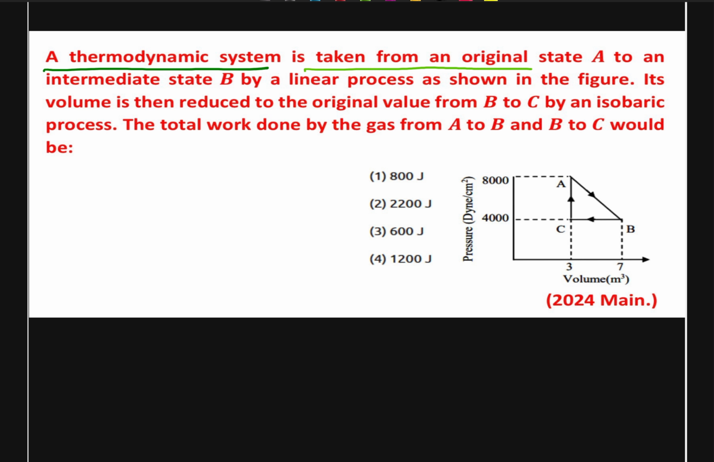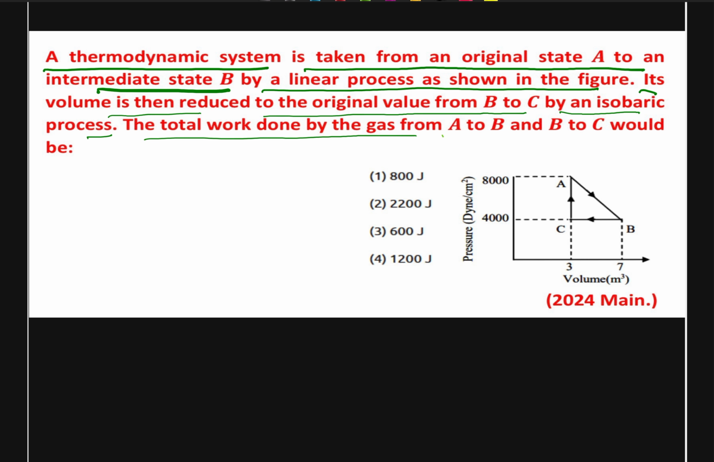It states that a thermodynamic system is taken from an original state A to an intermediate state B by a linear process as shown in the figure. Its volume is then reduced to the original value from B to C by an isobaric process. The total work done by the gas from A to B and B to C would be. So we have to find out the work done by the gas from A to B and B to C.